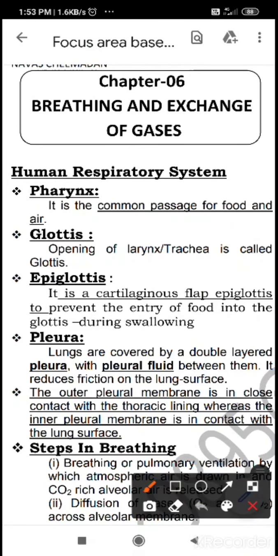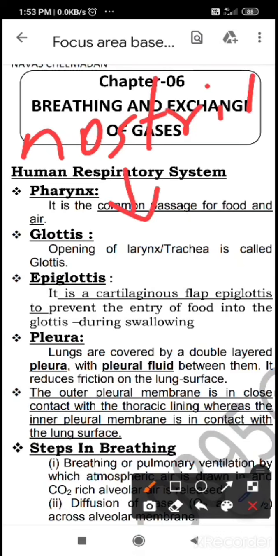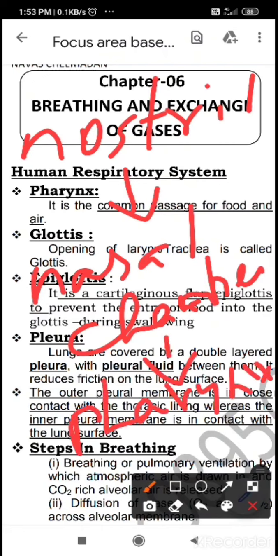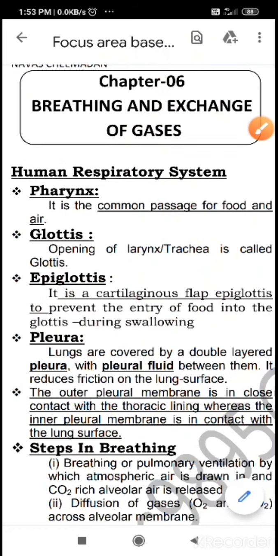Nostril, we have already discussed this. So the nostril, the opening, leads to the nasal chamber, and then to the pharynx. So where is the pharynx found? The pharynx is found in the throat region, and it is the common passage for food and air. The opening of the esophagus and the opening of the trachea are both found in the pharynx.